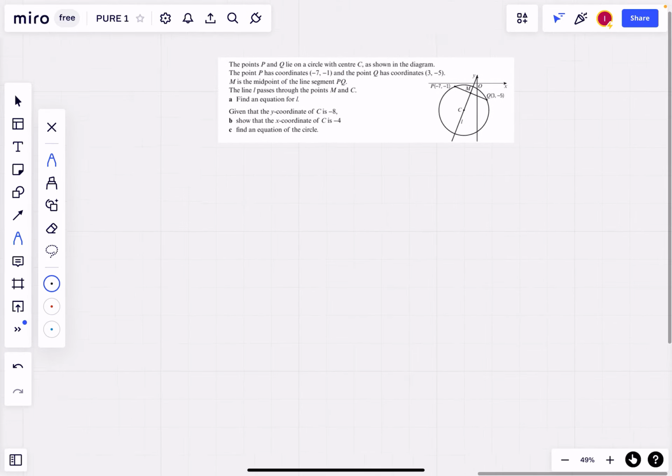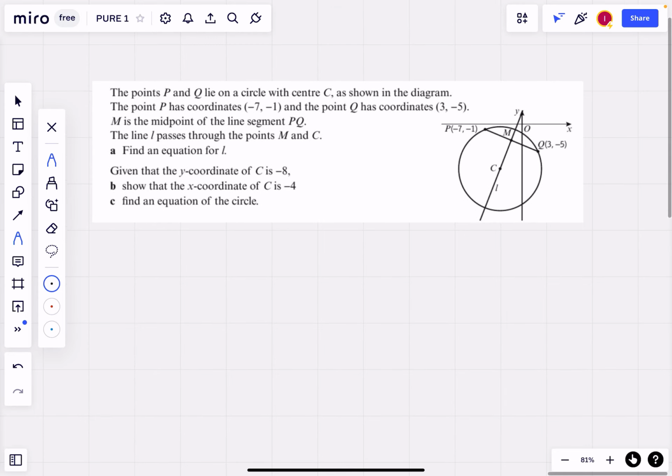Let's have a look at this question. The points P and Q lie on a circle with center C, as shown in the diagram. The point P has coordinates (minus 7, minus 1), and the point Q has coordinates (3, minus 5). M is the midpoint. The line L passes through the points M and C. Find an equation for L. Okay, L goes through the center. That's your perpendicular bisector. So that makes this line your chord.